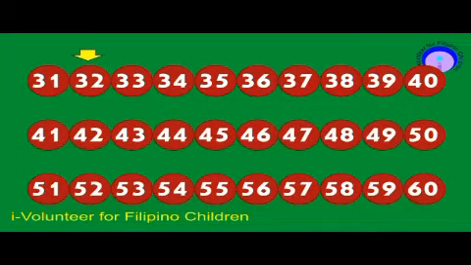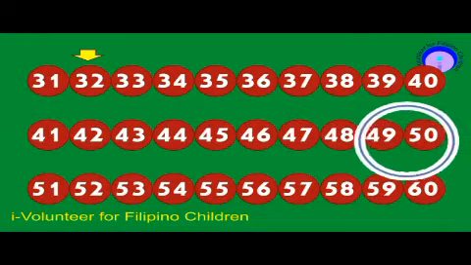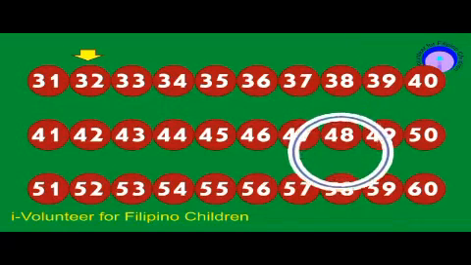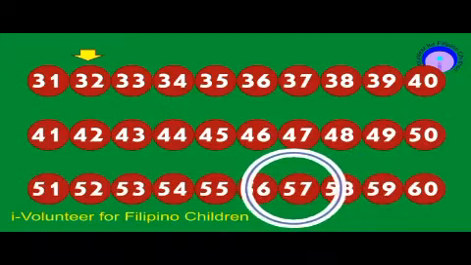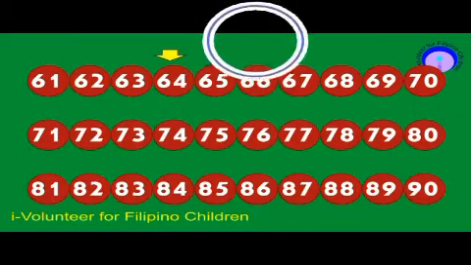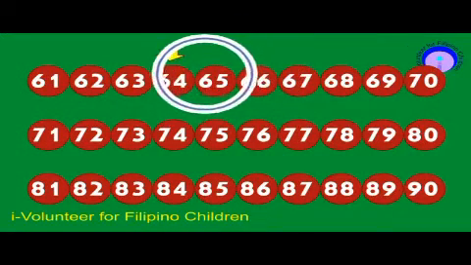40 plus 10 is equal to 50. Minus 2 is equal to 48. Let us continue. 48 plus 10 is equal to 58. Minus 2 is equal to what number? Absolutely, you are correct. It's 56. 56 plus 10 is equal to 66. Minus 2 is equal to 64.